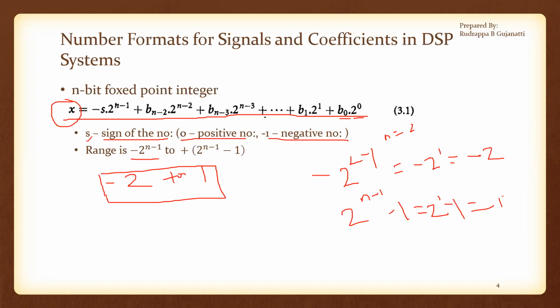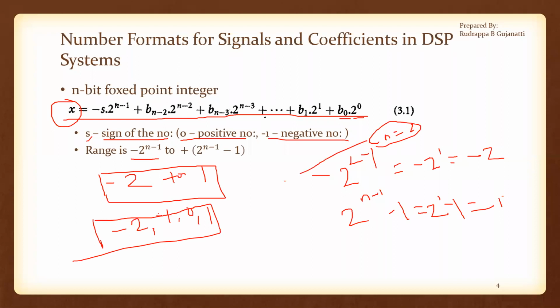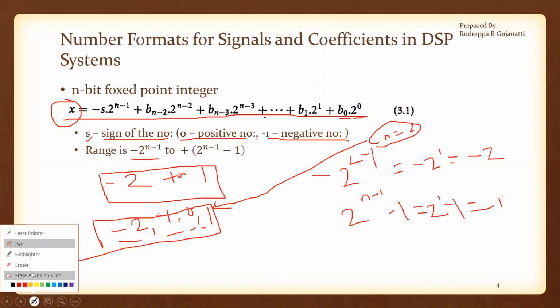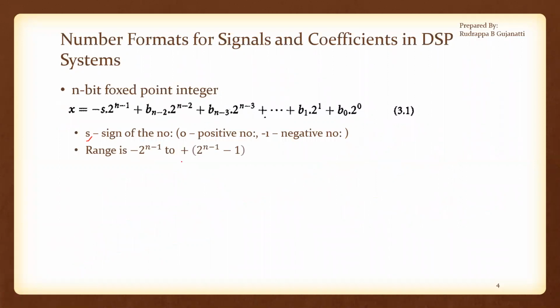I'll be able to represent only up to these numbers. So it will be minus 2, minus 1, 0, and 1. Since n is equal to 2, there are only 4 possibilities. You can cross verify it in that form: minus 2, minus 1, 0, and 1. Only 4 possibilities are present here. That is what it implies. So when you want to represent the numbers, this is how it goes. So the range is minus 2 raised to n minus 1 to plus 2 raised to n minus 1, minus 1.